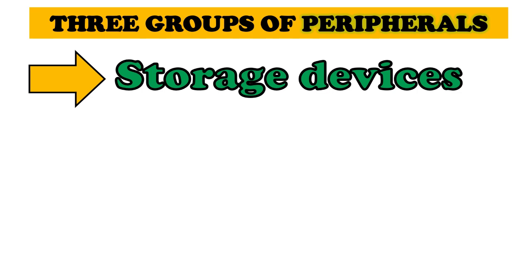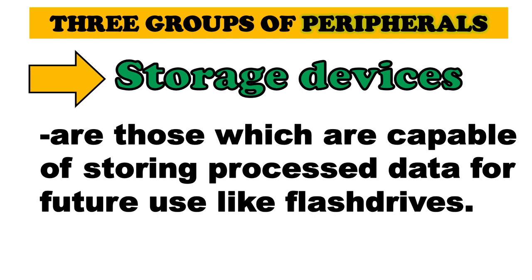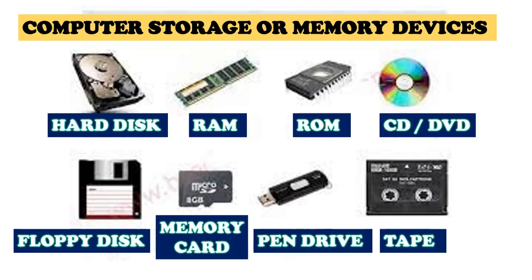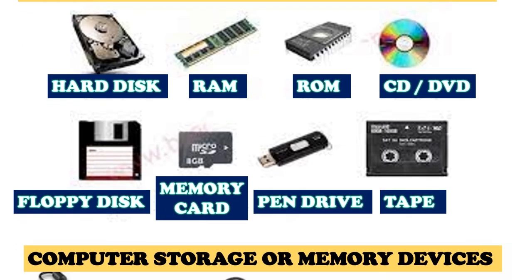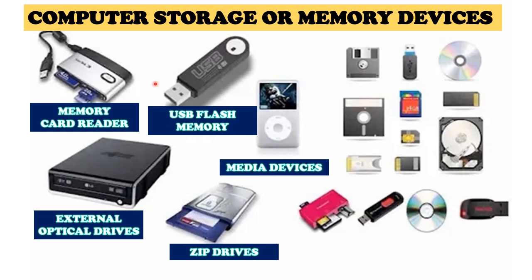And the next one is what we call the storage device. So this is the third group of peripherals. Storage devices are those which are capable of storing processed data for future use, like flash drives. For example, we have the hard disk, RAM, ROM, CD or DVD, floppy disk, memory card, pen drive, and tape. We have another example of computer storage or memory devices. We have memory card reader, USB flash memory, external optical drives, media devices, zip drives, and many more.